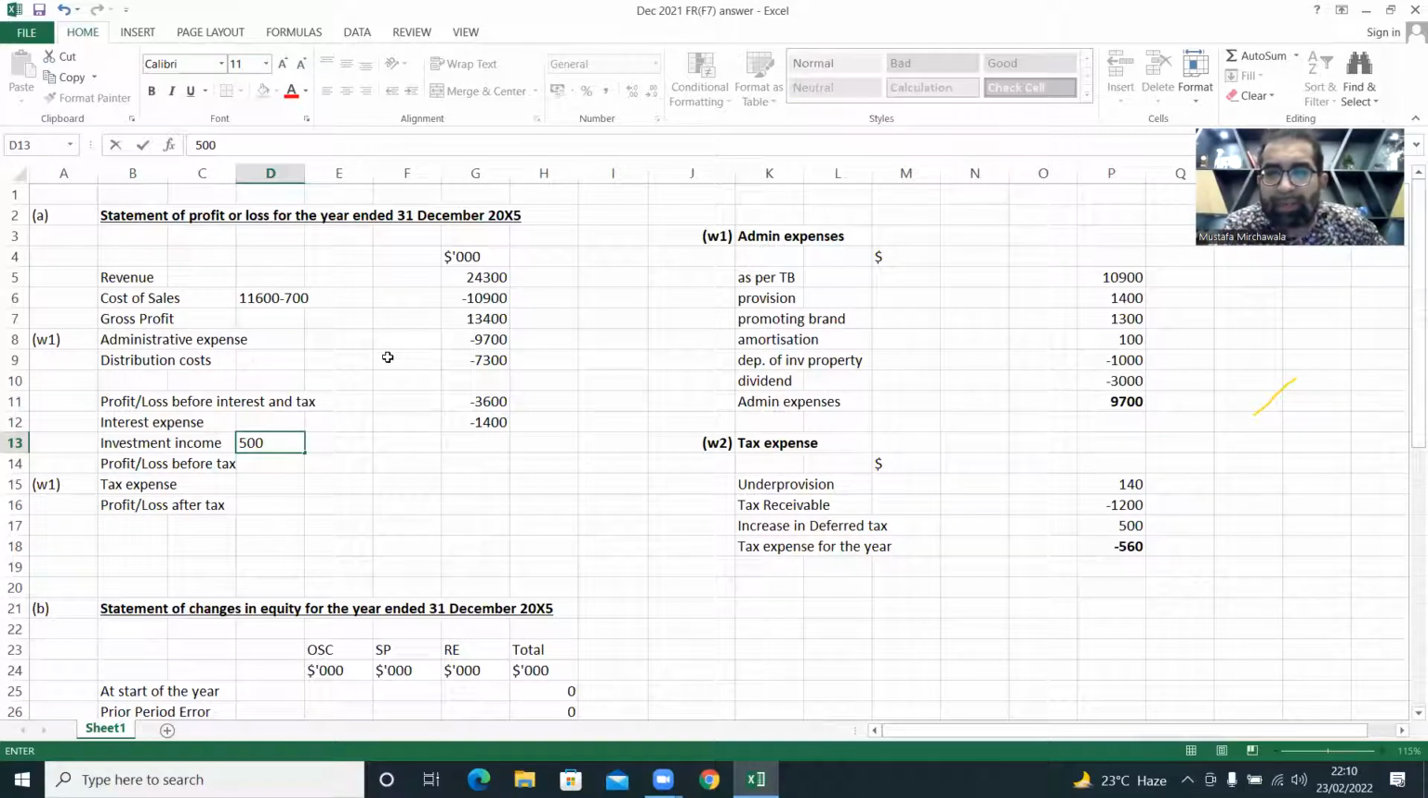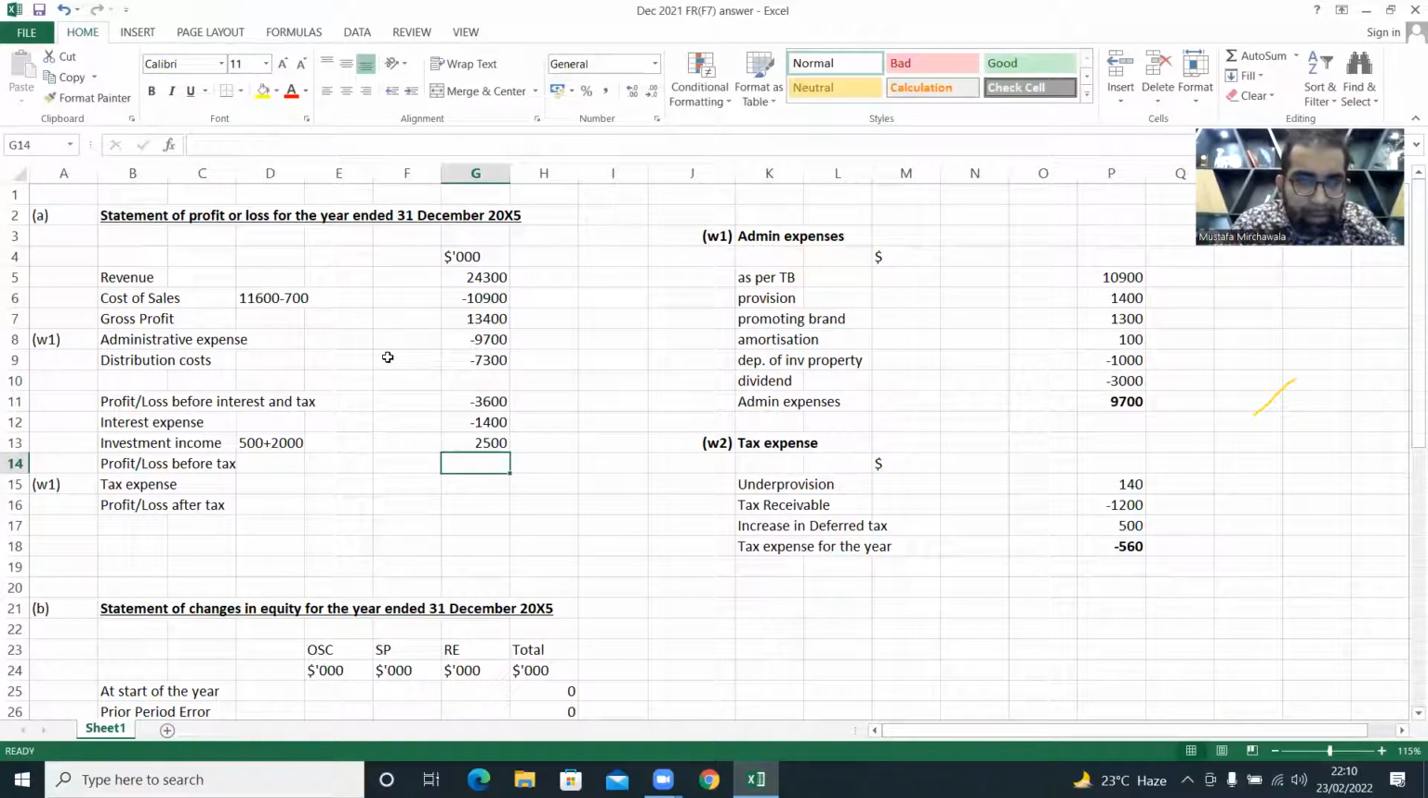So investment income was 500. And you remember there was an upward revaluation. There was some upward gain on fair value of investment property. So that was, I think, 2000. So this makes 2500 positive. Now, wait, let's calculate profit or loss before tax.